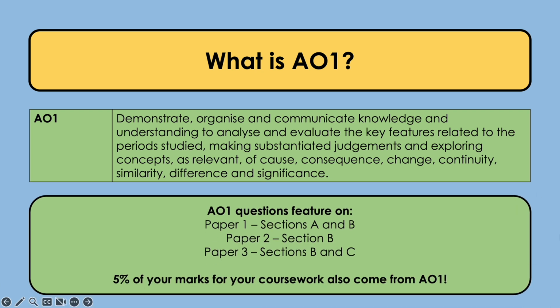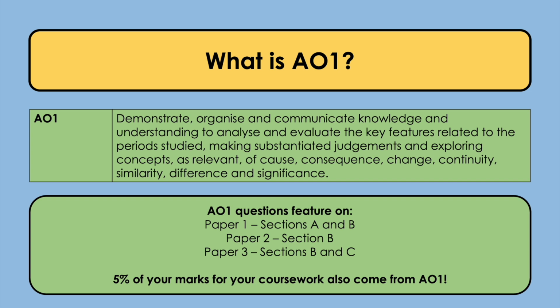So, as I said previously, AO1 questions feature on every single paper that you will sit as part of your Edexcel A Level in History. It is the only assessment objective to feature across all 4 components. So there's AO1 questions on papers 1, 2 and 3.